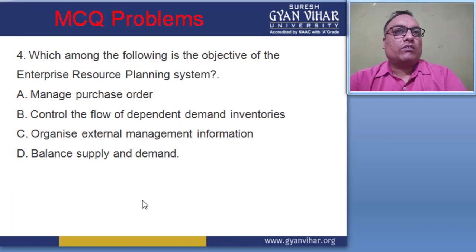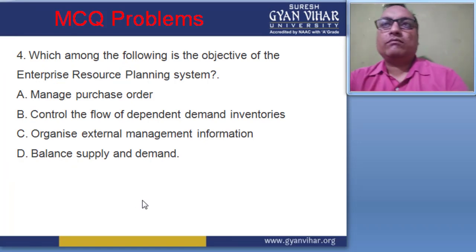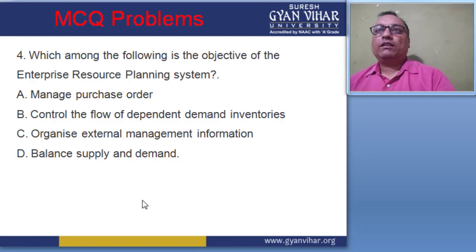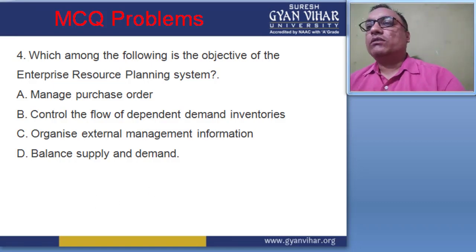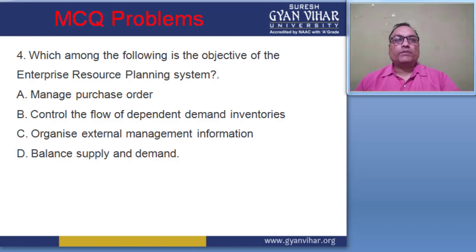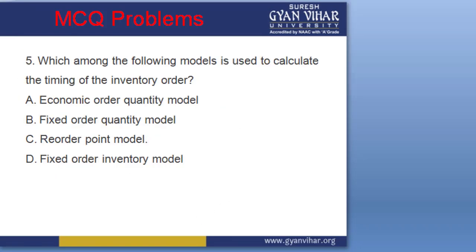This is the MCQ problem of question number 4. Which of the following is an objective of the enterprise resource planning system? Here are the 4 options given: manage purchase orders, control the flow of dependent demand inventories, organize the external management information, and balance supply and demand. So option D is the correct option. This gives balance supply and demand. And move to the next.